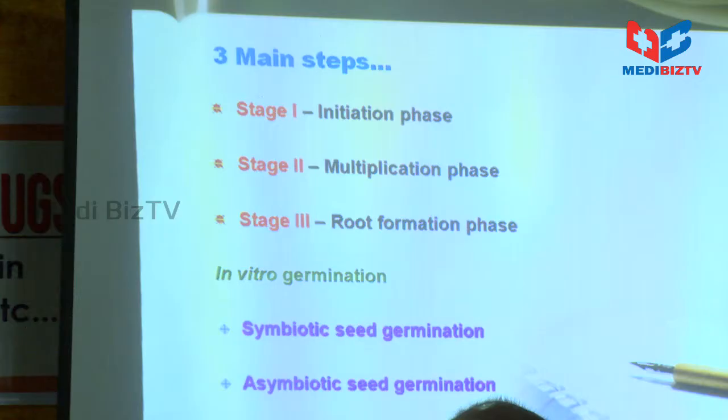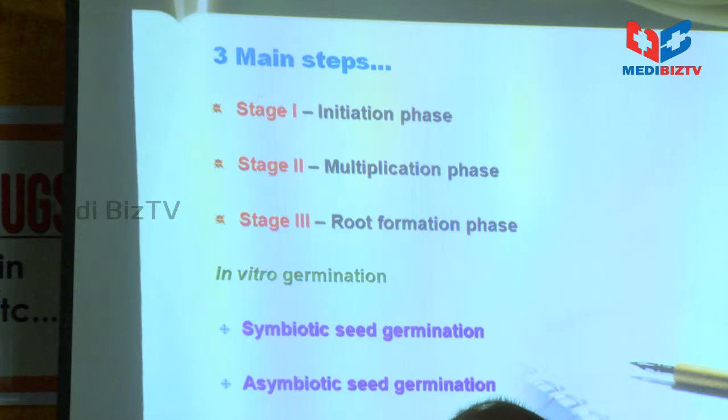Some of the applications of plant tissue culture are to conserve rare or endangered plant species, to produce identical sterile hybrid species, and to remove viruses by micropropagation from meristematic tissues. And there are three main steps involved in plant tissue culture.